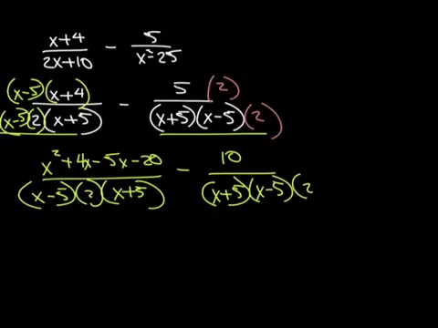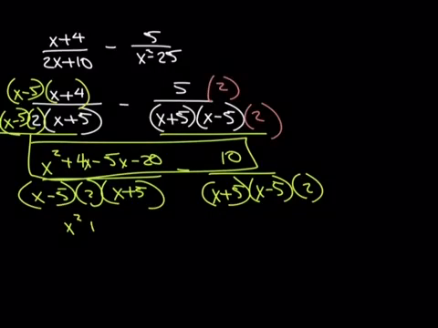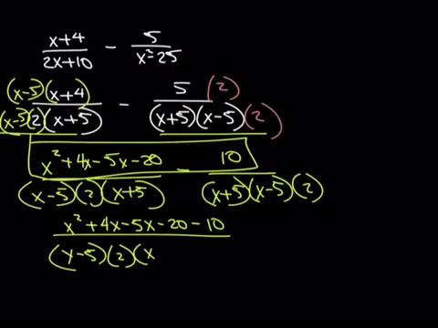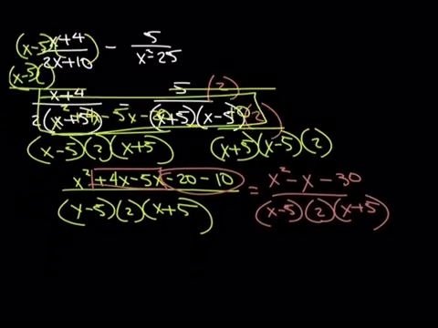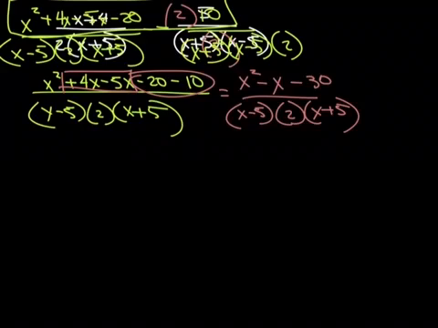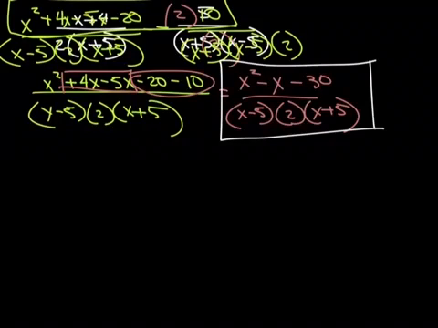Okay. So let's go ahead and combine those. All over. And let's do this in salmon. X squared. 4x minus 5x is negative x. Negative 20 minus 10 is negative 30 over. Okay, let's move some stuff up. And that is what we're going to be working with. So let's go ahead and go from there.